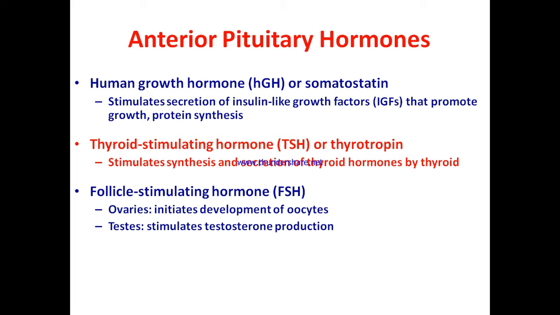The next hormone is thyroid stimulating hormone or thyrotropin. From the name itself, we can say that it stimulates the thyroid gland to secrete its hormones. It promotes the synthesis and secretion of thyroid hormones. Then follicle stimulating hormone or FSH. It has an effect on ovaries as well as testes. In ovaries, it initiates the development of oocytes. In testes, it stimulates testosterone production. As you know, testosterone induces the secondary sexual characters in men.